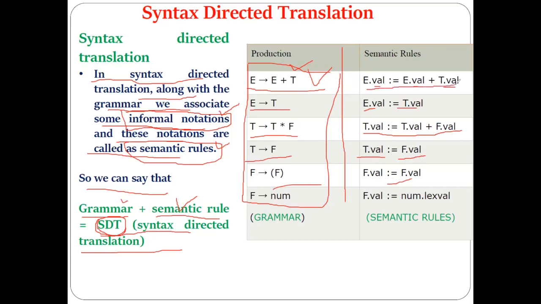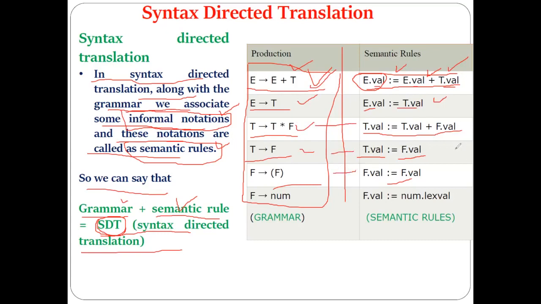This particular production becomes E.val = E.val + T.val. Now, what do you mean by this? If you want to evaluate the value of this E.val, then you have to utilize the rule E.val = E.val + T.val. So this is the semantic rule for this production. For each of these productions, these are their respective semantic rules.